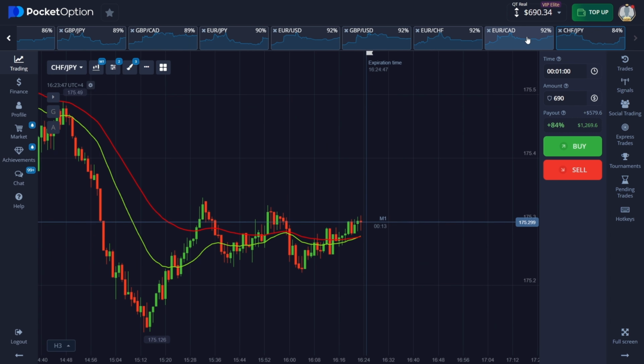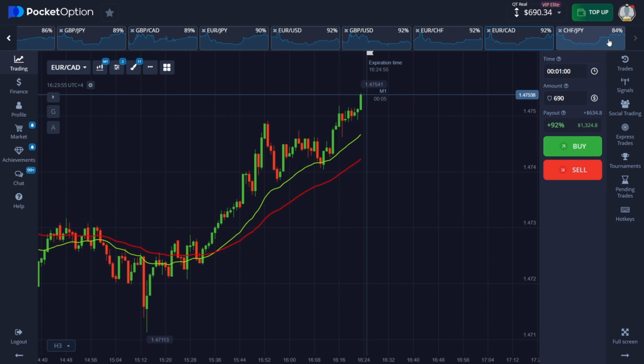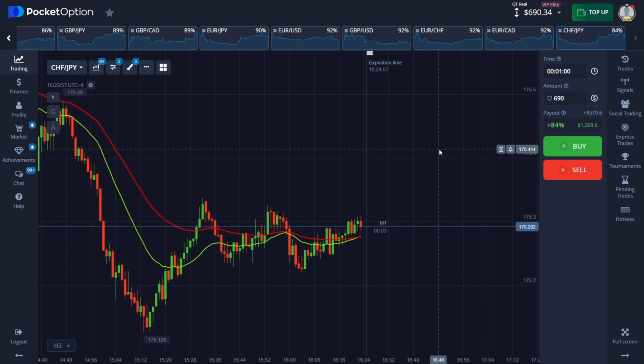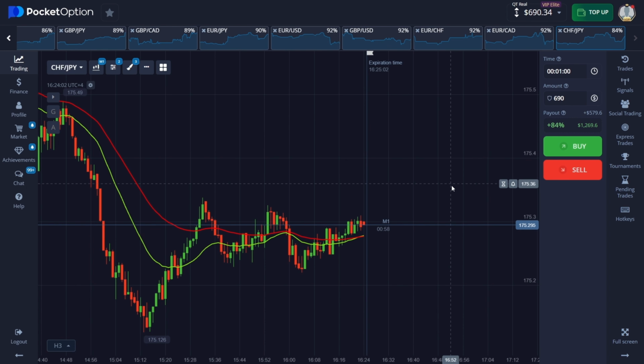On CHF/JPY, we have a trade for the upside move. If this candle closes near the moving average, we can try for the upside move. The candle closed near the moving average, but the next candle will open with a gap up. If this candle gives us an entry near the moving average, we can try for the upside move.